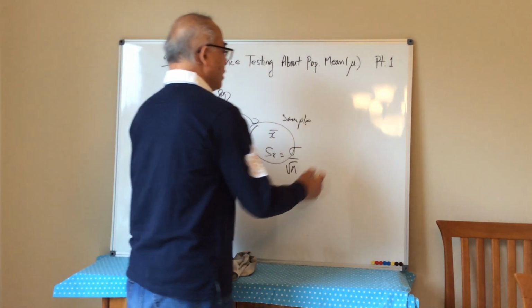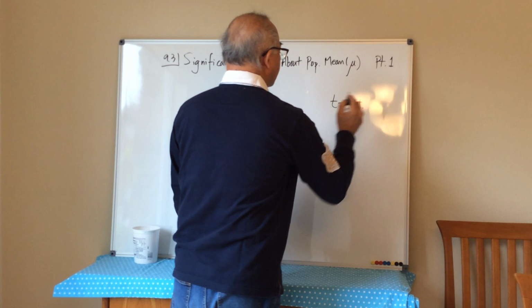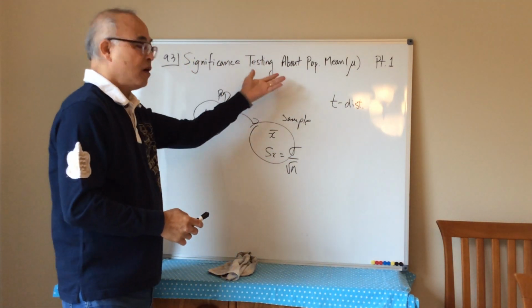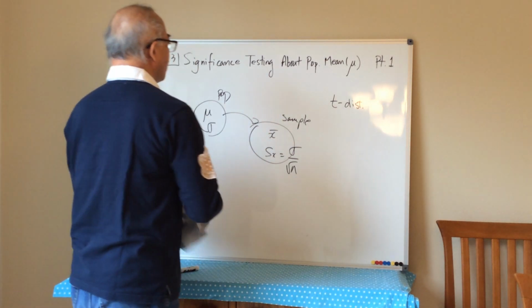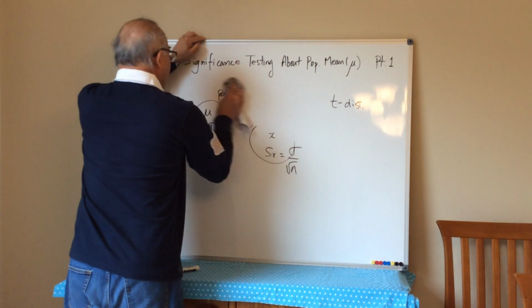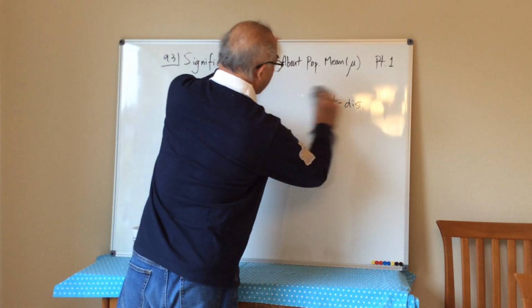So we decided we're going to use what is called the t-distribution. We're going to do the same thing for our significance testing, a t-distribution. And just like we did with proportions, we're going to have to find the p-value.